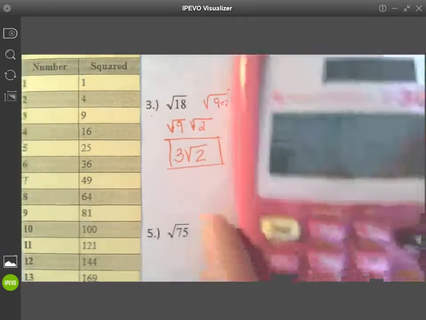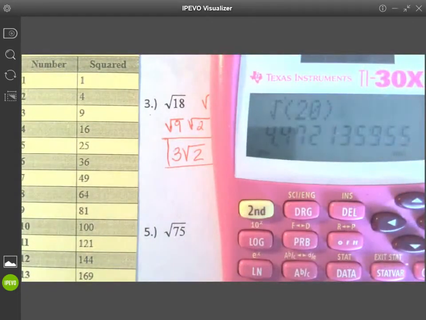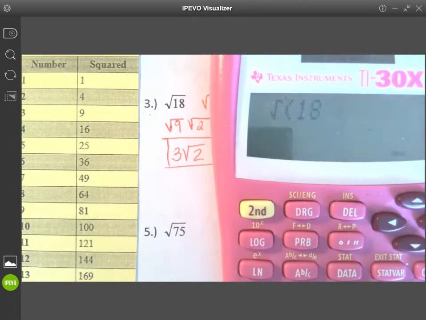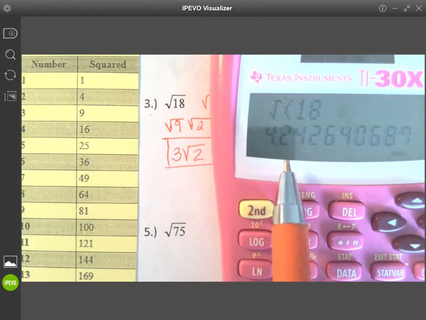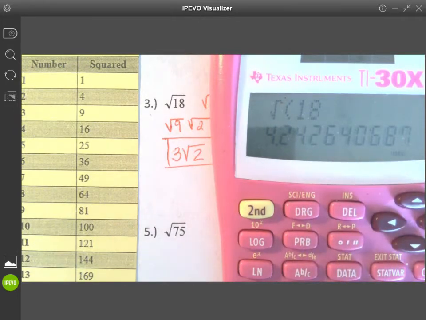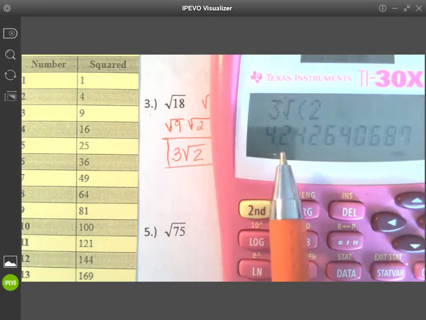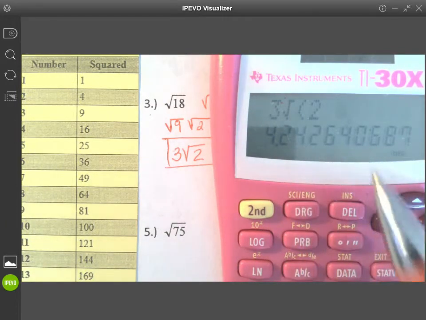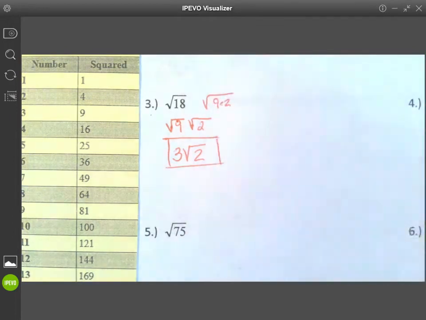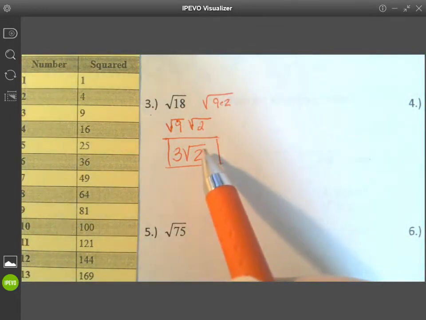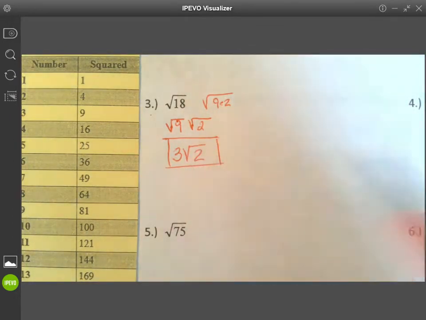Now do me a favor. Type in your calculator the square root of 18. All right, now remember that decimal, 4.24, and it goes on. Now type in 3 square root of 2. Do you see I get that same decimal? So that's how I know I didn't screw it up. And how do I know I got the biggest perfect square? That 2 doesn't break down any further.